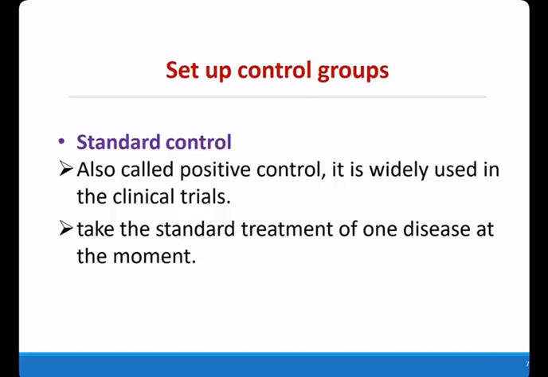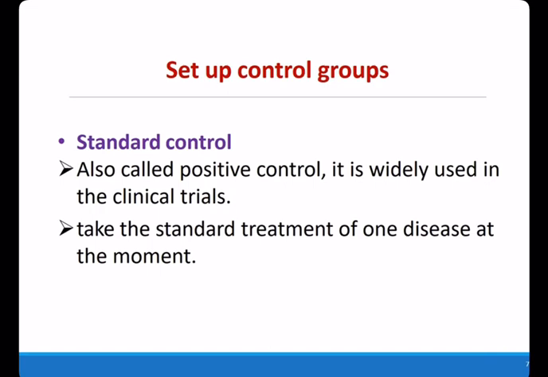In the next part, we will talk about how to set up the control groups for clinical trials. Randomized clinical trials include a control or comparison group so that outcomes in the treatment group can be compared with those in a group that is not treated. The commonly used control group types in clinical trials include the standard control, the placebo control, crossover control, mutual control, and self-control. Here we first talk about the standard control.